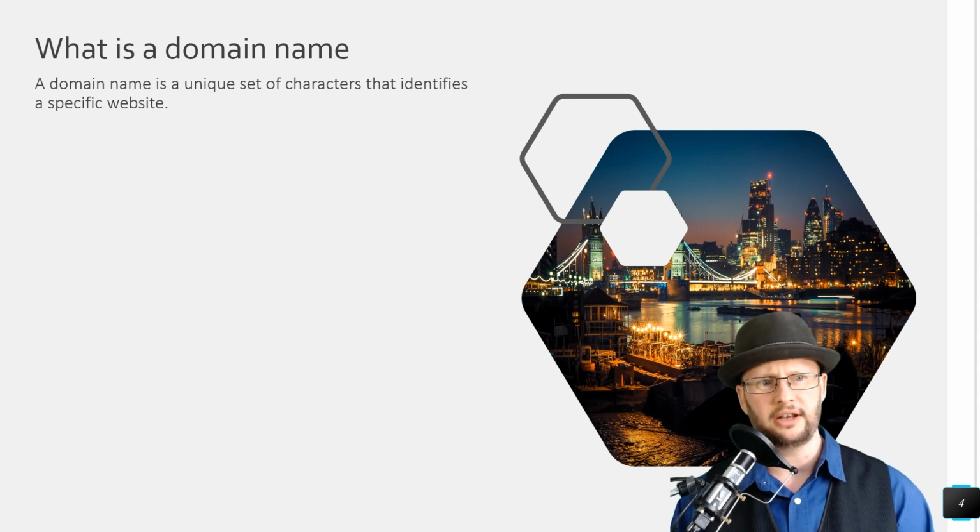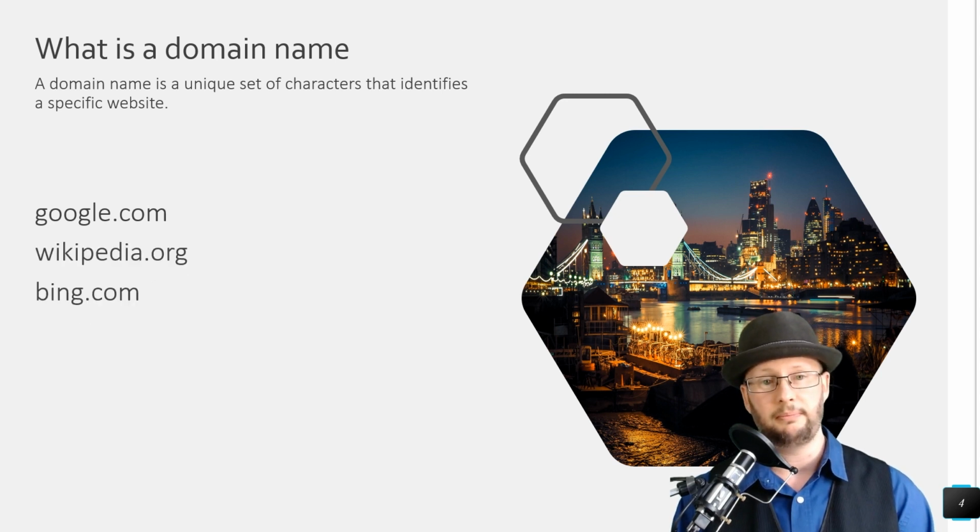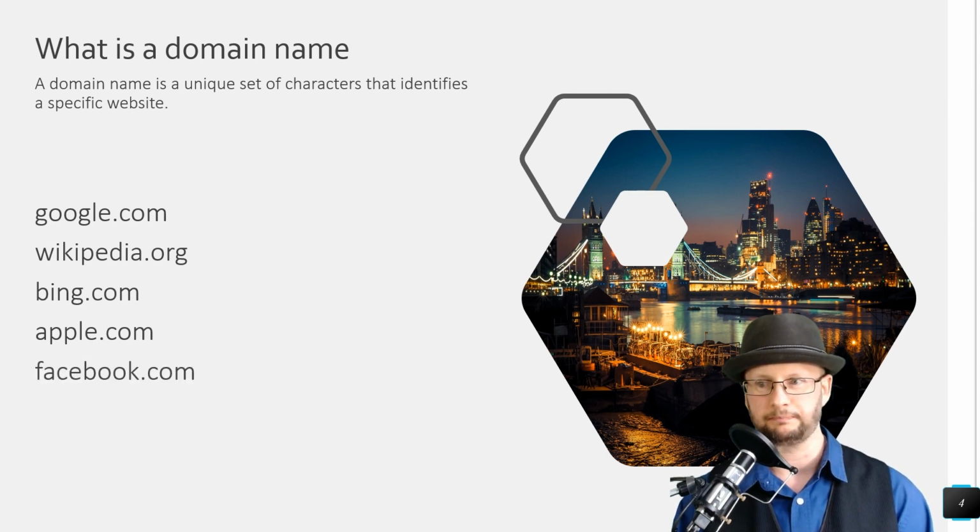So what's a domain name? It's really just a unique set of characters that identifies a website rather than having to route things through IPs and remember lots of numbers and coordinates. We can use a familiar name. You might be familiar with a few of them. We have google.com is a domain, wikipedia.org, bing.com, apple.com, and lovely facebook.com as well.